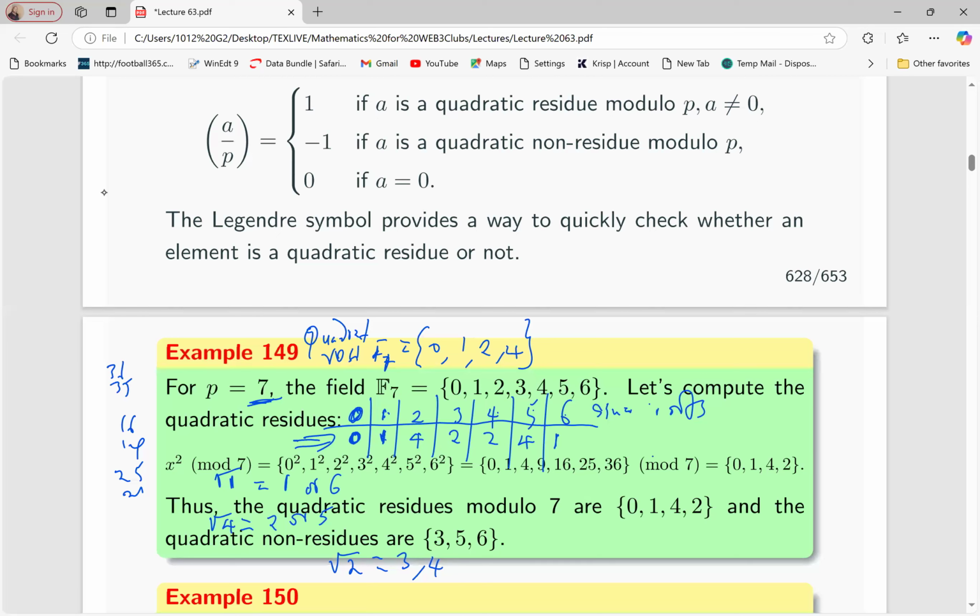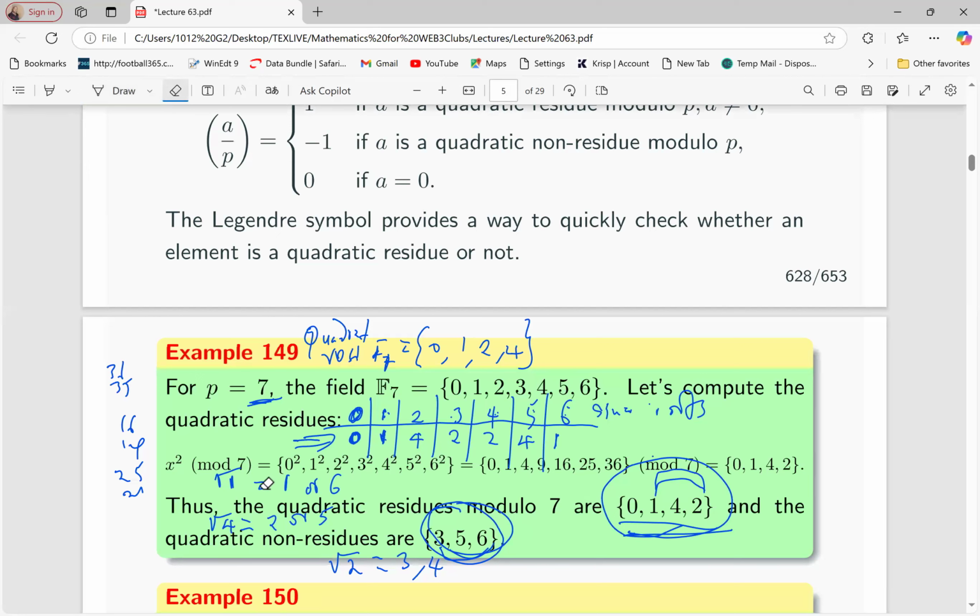So the quadratic residues mod 7 are these. That's why I said that of the non-zero numbers, half of them will be quadratic residues. The non-zero numbers are 1, 2, 3, 4, 5, 6. Half of them, 3, are quadratic residues. And the other half, 3, are quadratic non-residues.